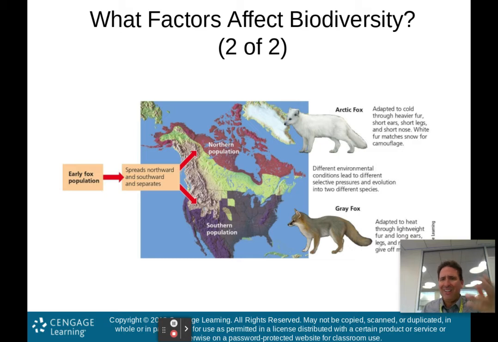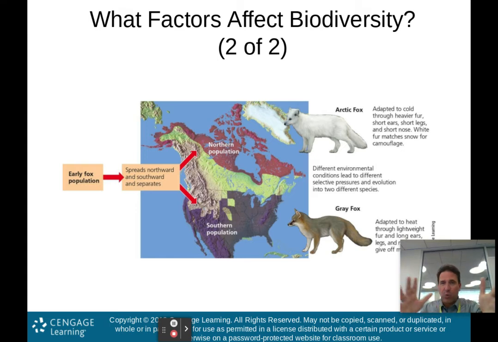If you live in Texas or anywhere really in the U.S. where there's not snow all the time, a white coat's going to make you stand out. So the foxes that moved south through natural selection evolved into having more of this gray coat.